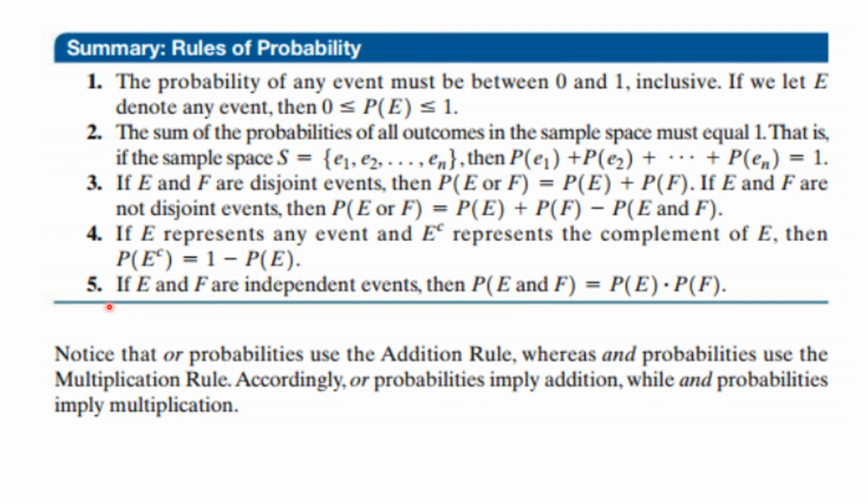And finally, in this section, we talk about how if E and F are independent events, then the probability of E and F is the probability of E times the probability of F. We will expand even more rules of probability when we talk about the case where they are not independent events, and this will be the conditional probability.